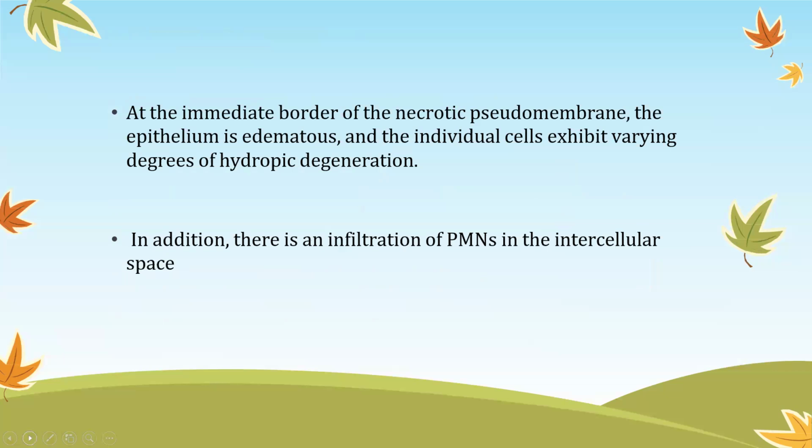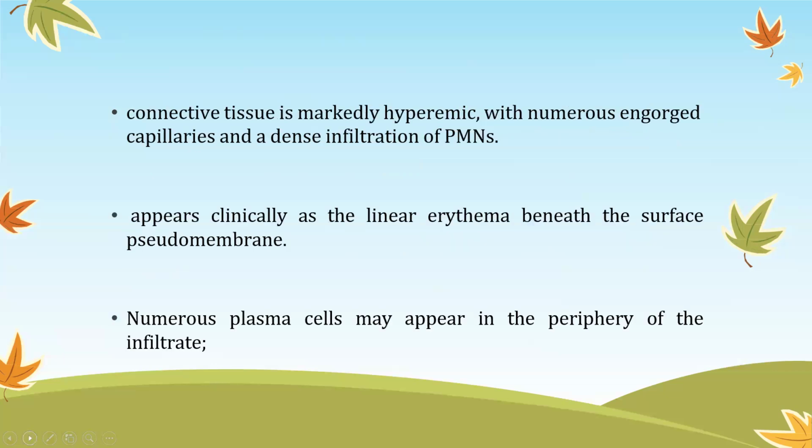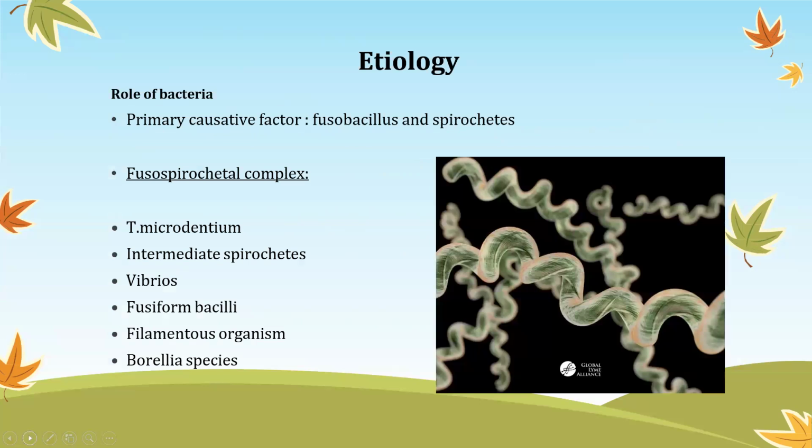And at the immediate border of the necrotic pseudomembrane, we can see the epithelium, which will be edematous, and the individual cells exhibit varying degrees of hydropic degeneration. And in addition, there is an infiltration of PMN in the intracellular space. Connective tissue is markedly hyperemic with numerous engorged capillaries and dense infiltration of neutrophils. And it appears clinically as linear gingival erythema beneath the surface of the pseudomembrane. And there will be numerous plasma cells in the periphery of the infiltrate.